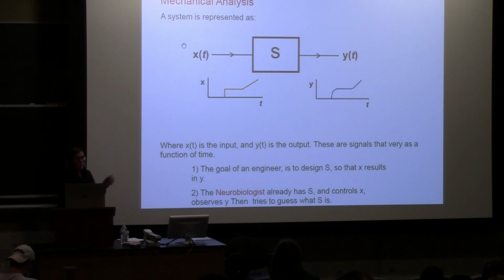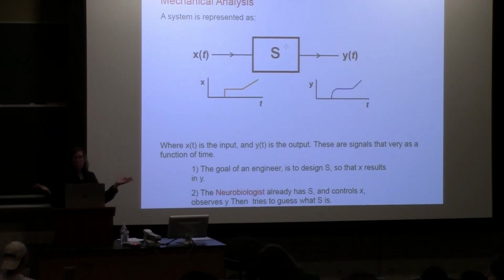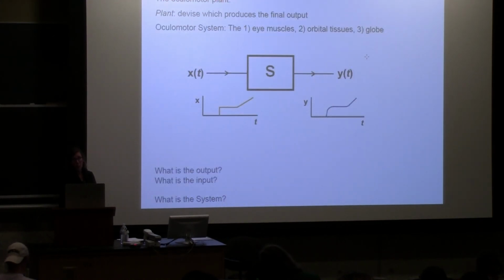And so what we're going to do is a little linear systems analysis, and we've got this very simple system, S, and the input, and it's got an output. And if you were an engineer, you'd want to design this system so that your X input results in what you want as a Y output, right? You're designing that system. But as a neurobiologist, we've been given this system S by, say, evolution. And what we can do is control X and then observe what output we get, right? And then you can try to guess and see what the system actually is. So that's what we're going to be trying to do.